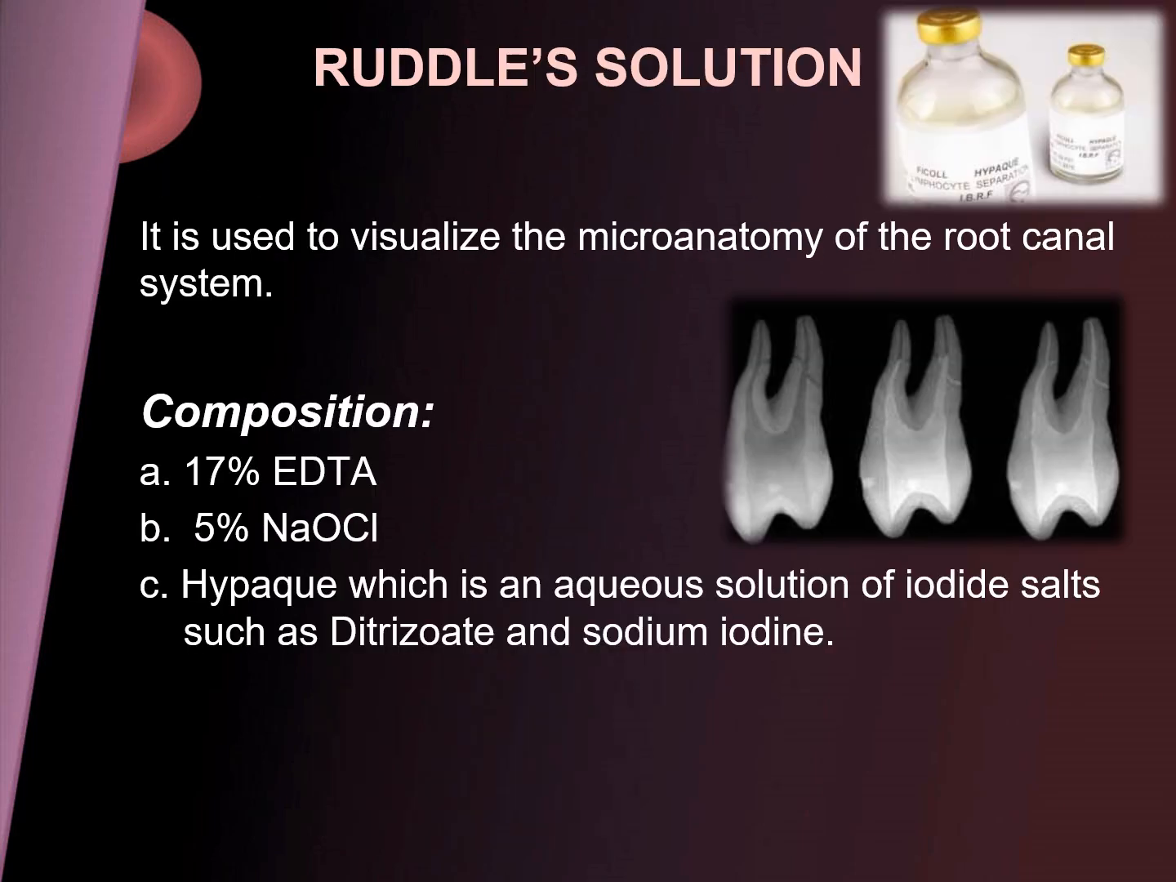Next is Riddle solution. It is actually an experimental irrigant and is used to visualize the microanatomy of the root canal system in research study purposes. So Riddle solution can be helpful for improving diagnostic accuracy, treatment planning, and management of procedural accidents. It is mainly composed of 17% EDTA, 5% sodium hypochlorite, and Hypaque, which is an aqueous solution of iodide salts such as diatrizoate and sodium iodide.